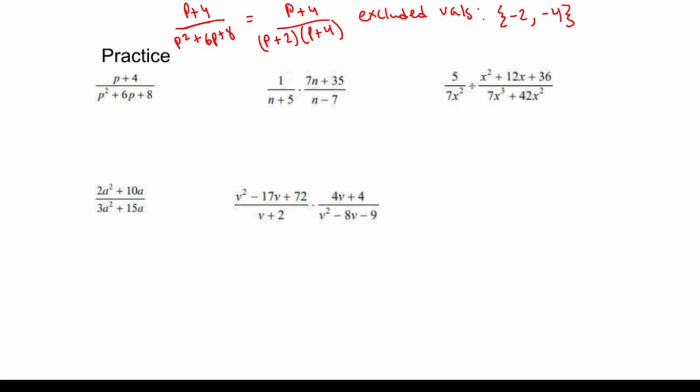Now that we found the excluded values, we'll go ahead and cancel out. So I have a p plus 4 on top, and I have a p plus 4 on bottom. Cancel, cancel. What I'm left with is 1 over p plus 2. So even though this simplifies to 1 over p plus 2, I still can't plug -4 into it because in the original version, it would cancel out.